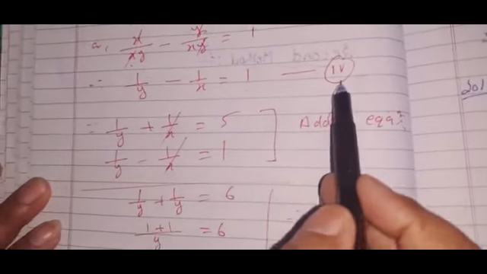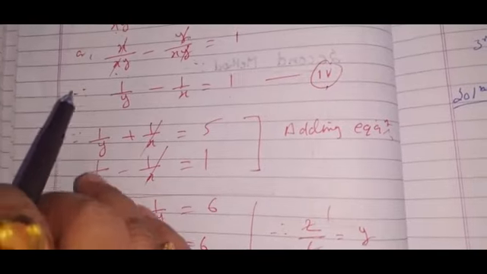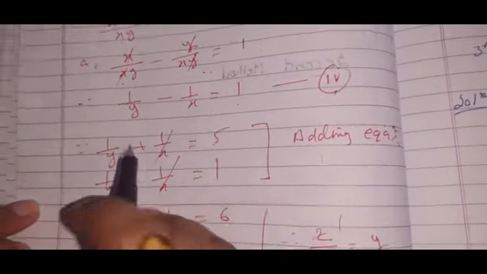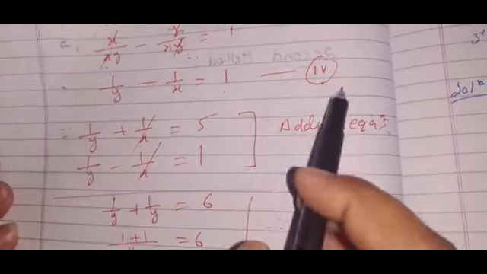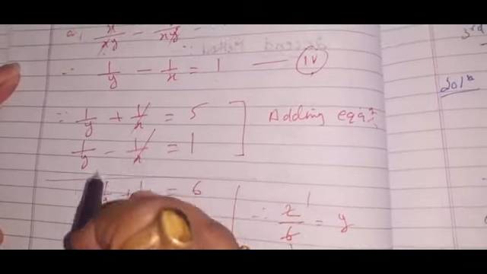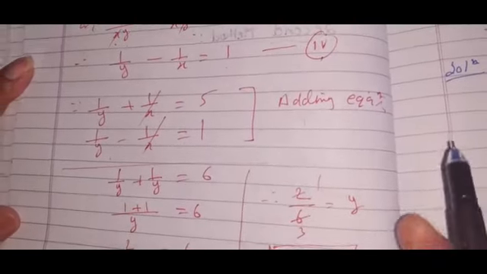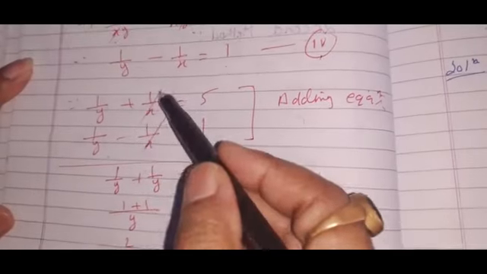This is equation 4. So as I told you, with the help of addition, we got the equation 1 by x plus 1 by y is equal to 5, and with the help of subtraction, we got 1 by y minus 1 by x equals 1. So we are adding equations 3 and 4. This was our equation, children. So as these two numbers are with opposite sign, both are cancelled.